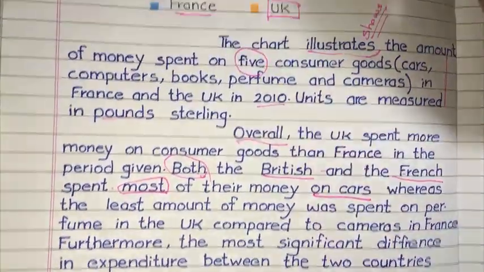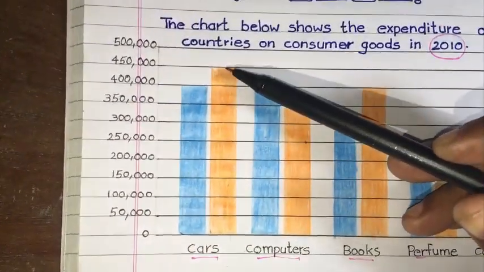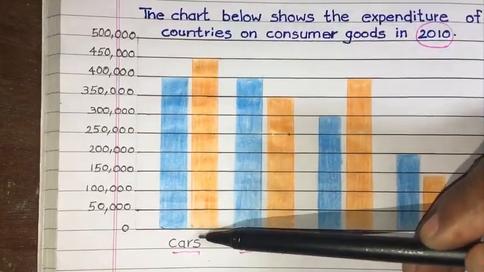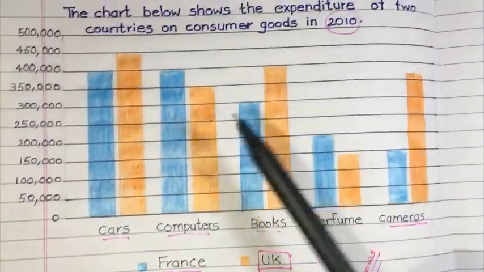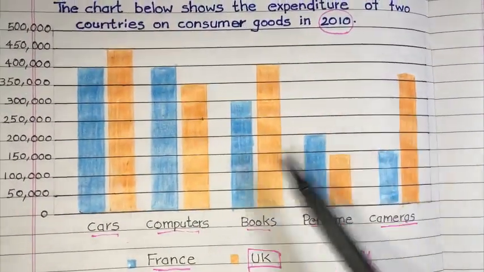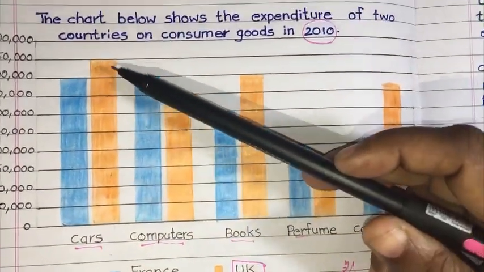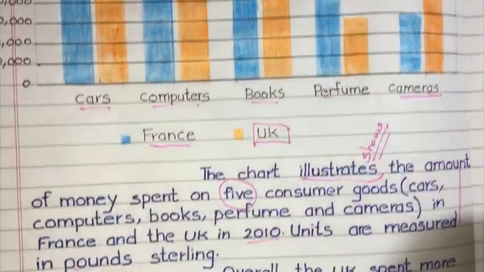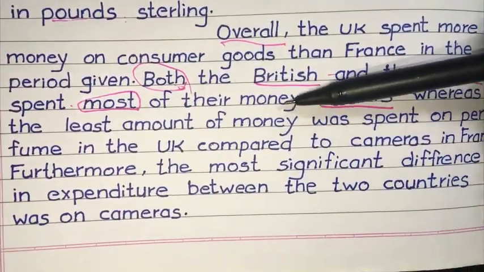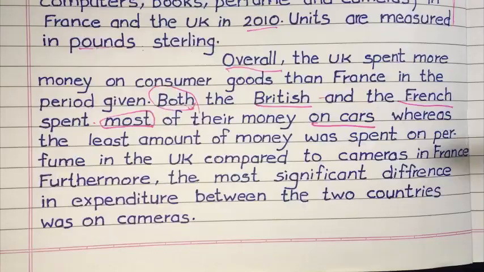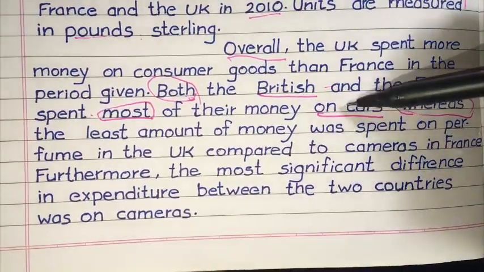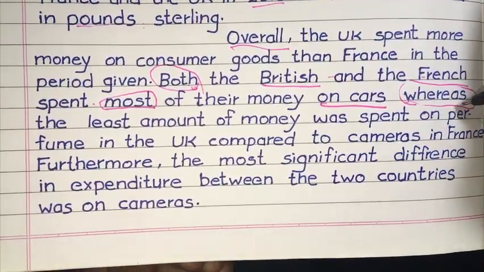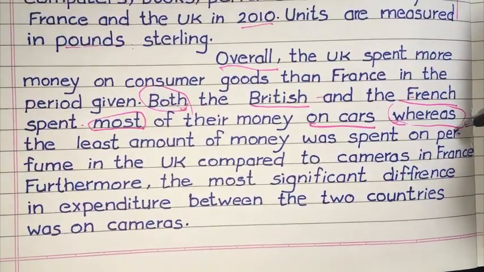See, they have spent a lot of money. As I have mentioned, it's a trend. It shows most of their money is spent on cars. See over here, in other categories everything is lower, but on cars they have spent a lot of money. So I have mentioned the trend over here, most of their money on cars, whereas if I am going to speak about something other than cars, that's why I have used the word whereas.